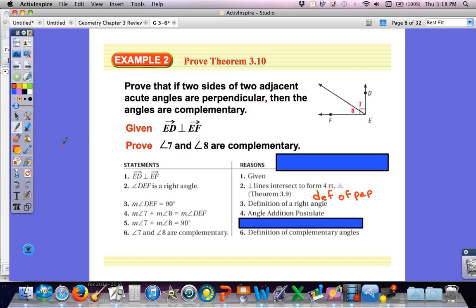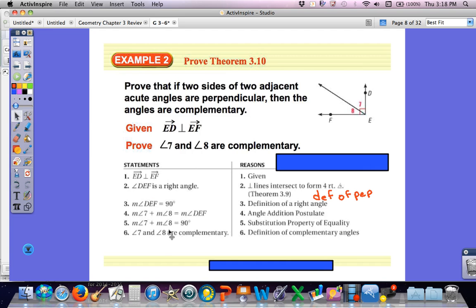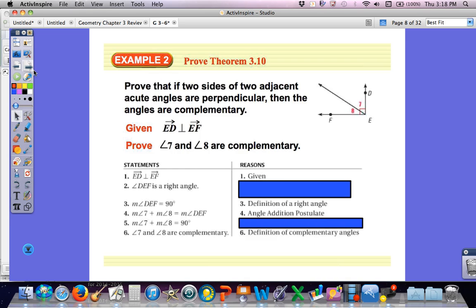Okay? Measure of angle 7 plus measure of angle 8 equals 90 degrees. Well, if it's equal to the measure of DEF, it's equal to 90 degrees via substitution. And 7 and 8 are complementary. That's the definition of complementary, that you add up to 90 degrees. Reset that, so it's ready for the next class.